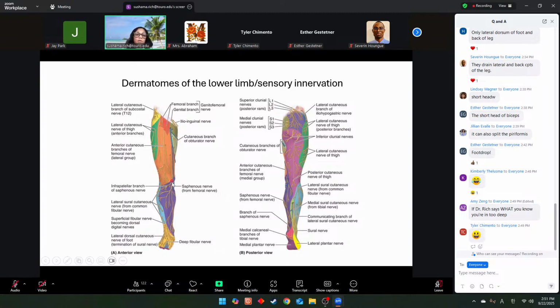Look at the saphenous nerve. The saphenous nerve is a branch of the femoral nerve. It supplies a big portion of the medial aspect of the leg, and it comes down and supplies a little bit of the medial border of the foot. So take a look at this. There are questions on cutaneous sensation you should know.